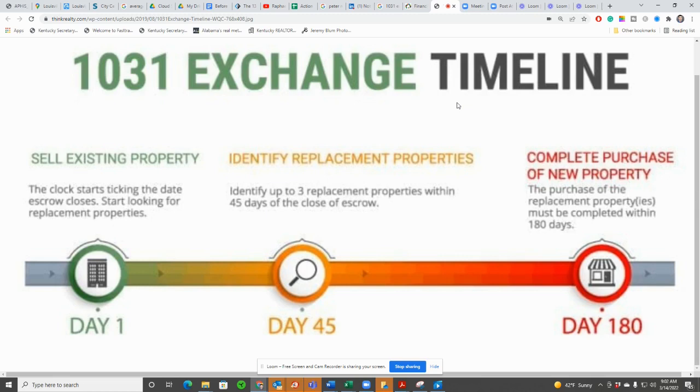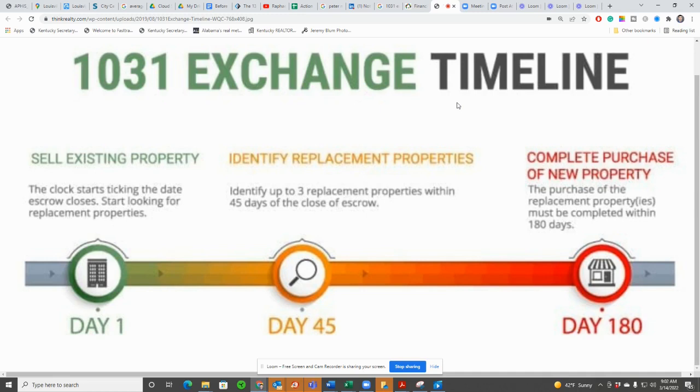Similar to the 95% rule, you can identify as many properties as you want. Now, the only caveat is that the total sum of the values of those properties cannot exceed 200% of what the relinquished property was. So if you sold a property for $1 million, the sum of the properties that you identify cannot exceed $2 million in this example. And again, you must close on at least one of those properties within that timeline of 180 days.